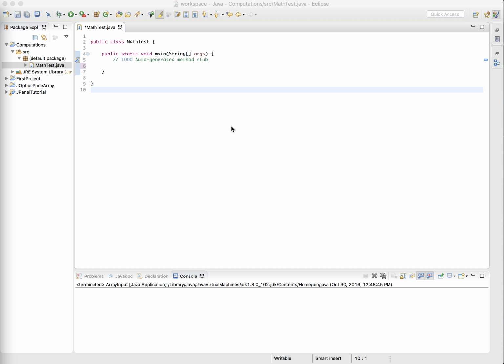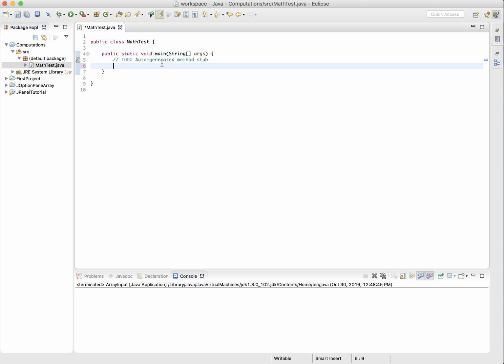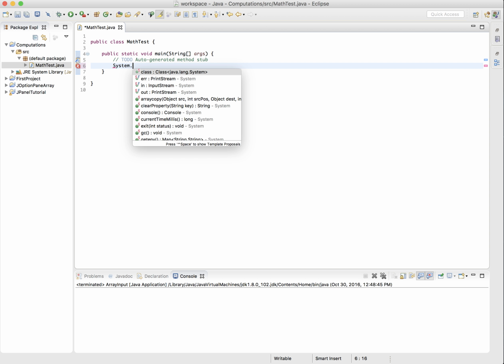So let's get started. We're going to start with basically computing expressions. What I mean by that is doing arithmetic or math like addition, subtraction, and all that good stuff. So we're just going to use our console to write out. We're going to do system.out.